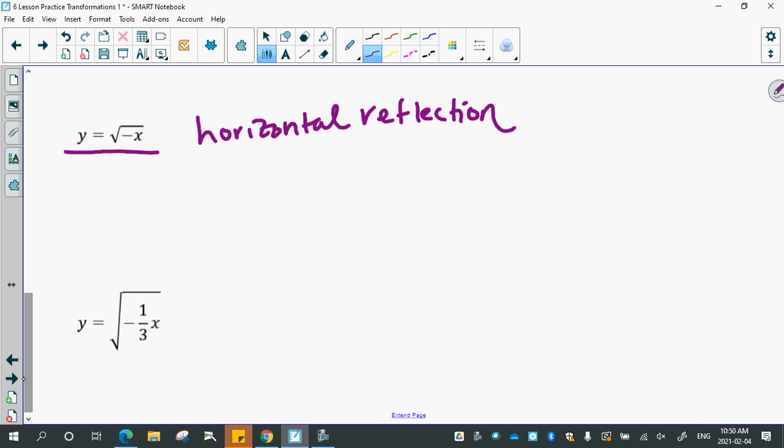Okay, what about y equals negative 1/3 x? There's 2 different things that are going to happen there. Does anyone think they know one of the things that's going to happen? Yep. Horizontal reflection. Perfect. So the negative sign under the square root with the x means it's going to point that way.